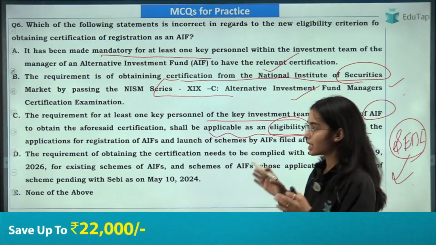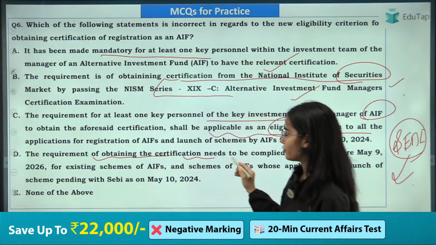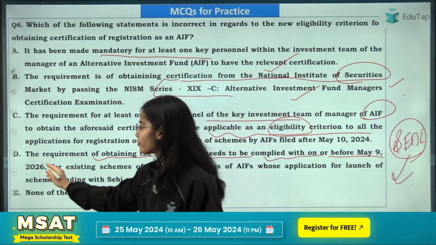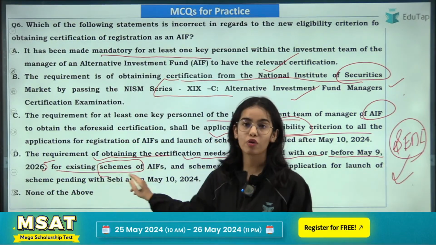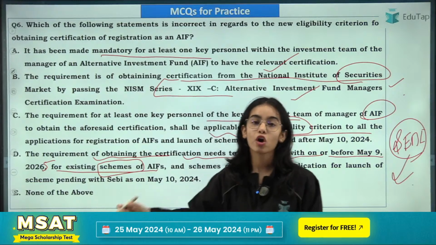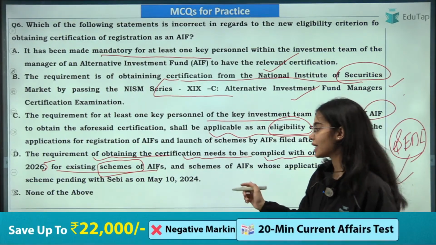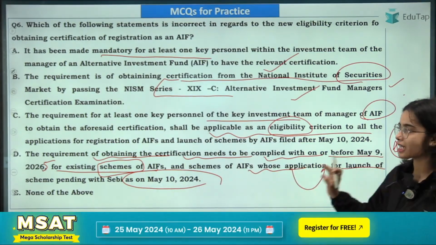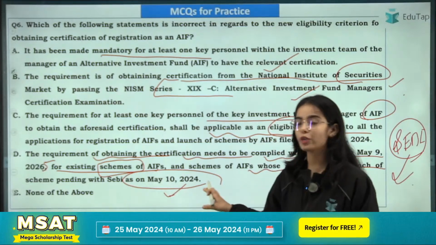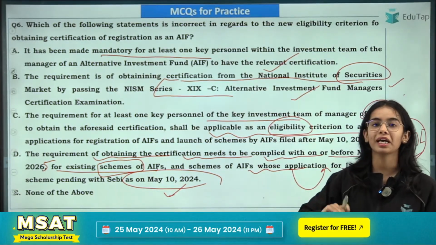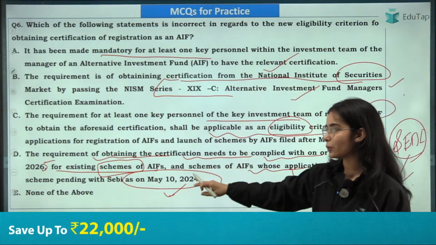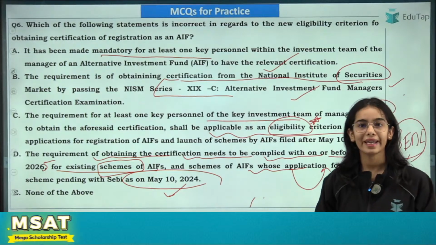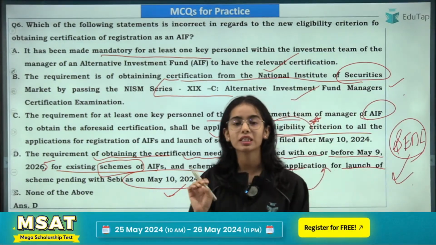That is also correct. The last one is that the requirement of obtaining the certification needs to be complied with on or before May 9, 2025 for the existing schemes of AIFs that have already got the license, or the schemes of AIFs whose application for launch has been pending with the SEBI as on May 10, 2024. So for them the timeline has been provided for May 9, 2025. For all the other AIFs, they have to get the certification before the registration. Okay, so this is the idea. So here D is the right answer.